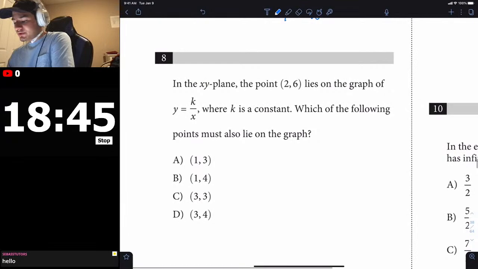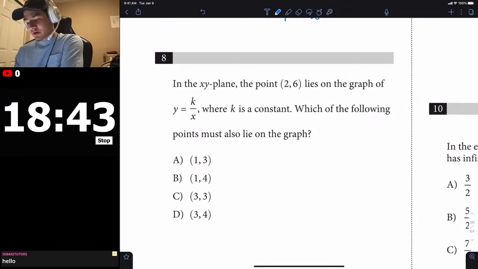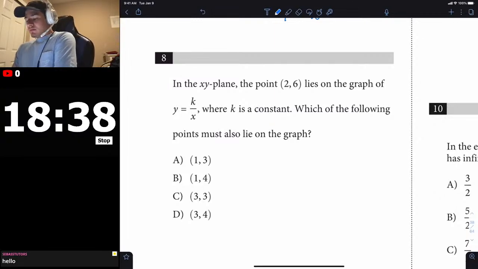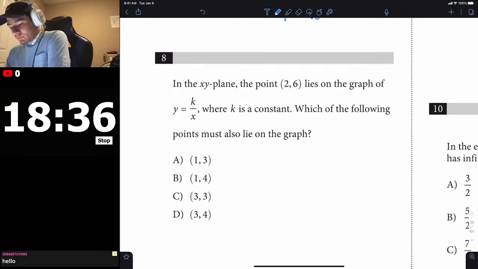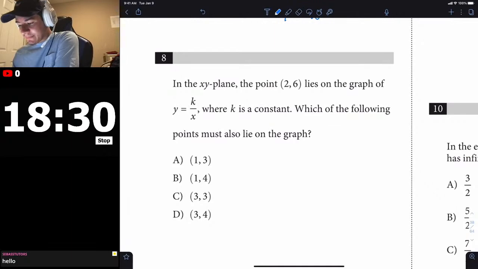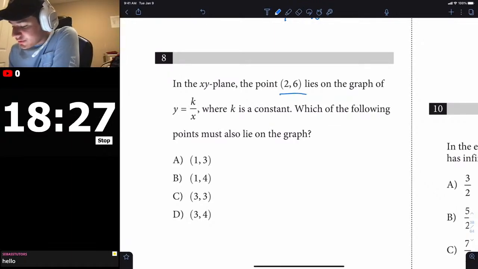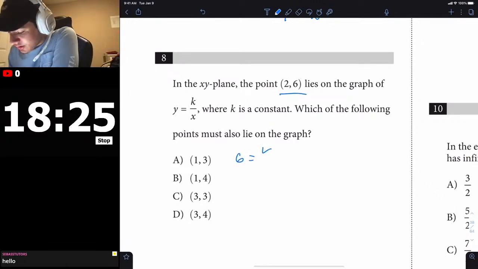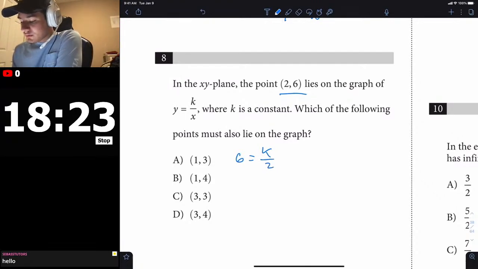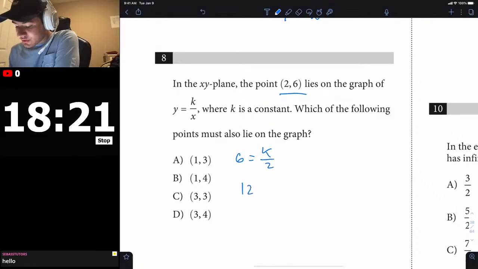In the xy plane, the point 2, 6 lies on the graph of that, where k is a constant. Which of the following points must also lie on the graph? Let's take a look. Let's go ahead and start plugging and chugging. Let's see what we get. So we're going to plug this point into our equation. So we get 6 is equal to k over 2. I'm going to multiply both sides by 2. So I get 12 equals k.